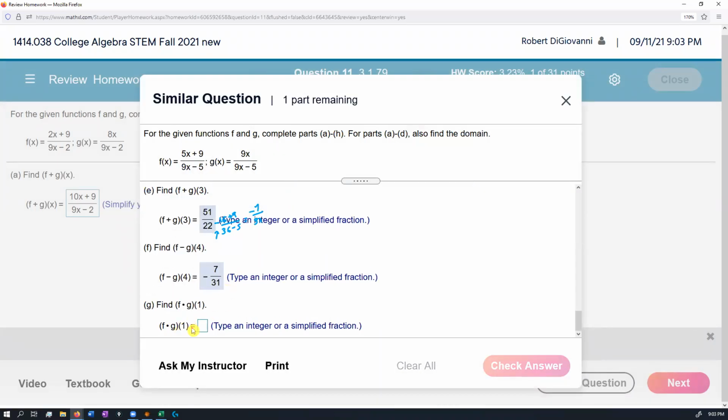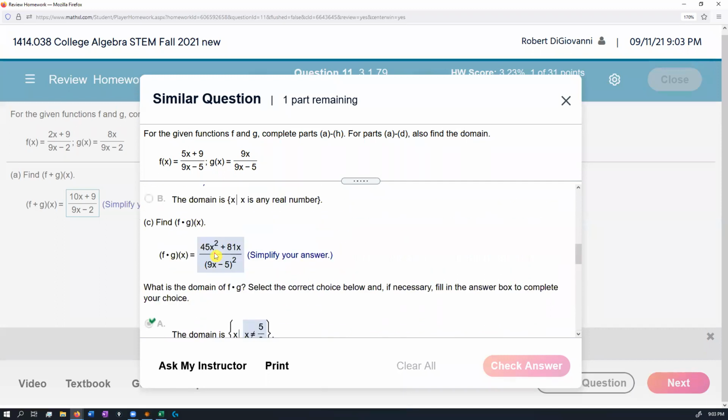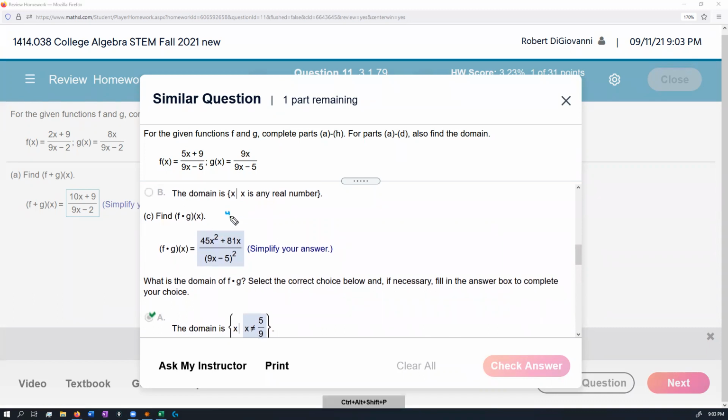All right, what's f times g of 1? We're going to go f times g, which is right here, and we just need to plug 1 in. That should be easy, because 1 squared is 1, so this should just be 45 plus 81 over, let's see, if we plug 1 in right there, we get 9 minus 5, which is 4, and 4 squared is 16, so we get that. Okay, 126 over 16, 2 goes into each of those, 63 over 8. 8 goes into 63 9 times. Oh no, hold on, 9 times 8 is 72, doesn't go in there. Okay, so we'll just leave it. All right, let's try that, 63 over 8.